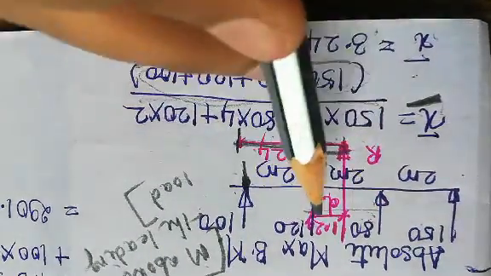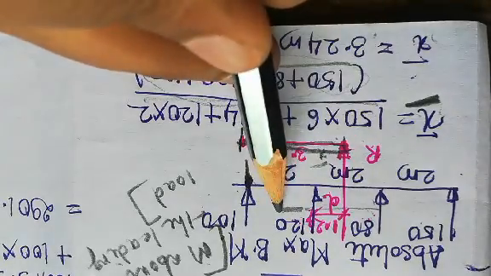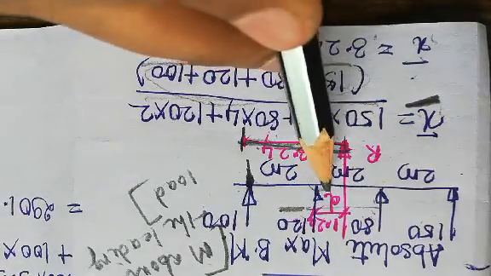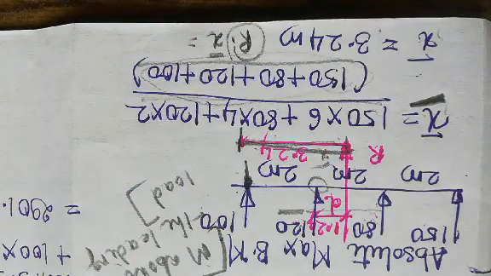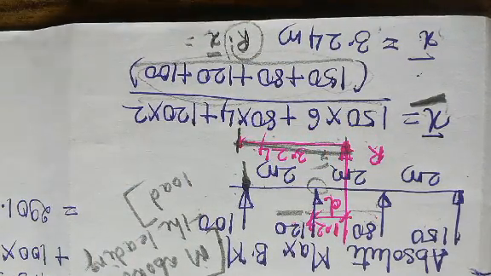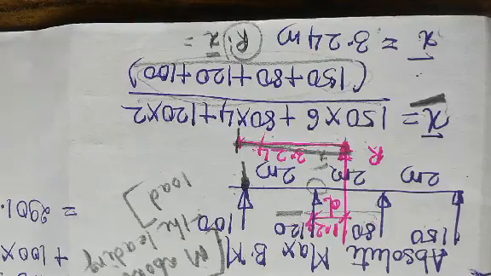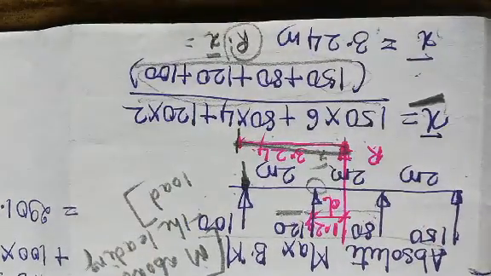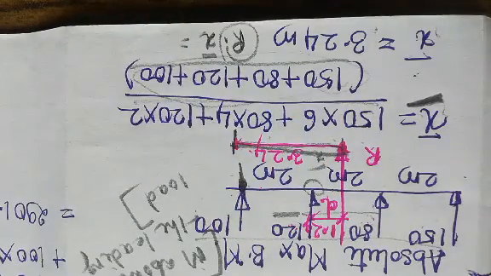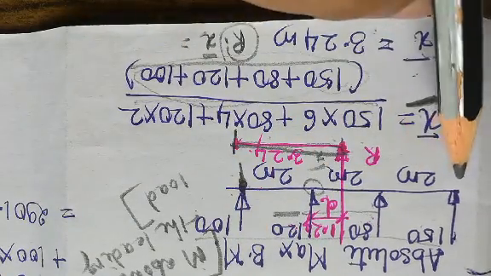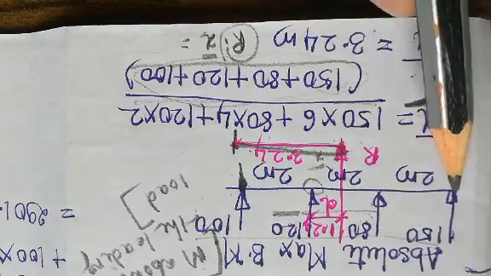Between 80 and 120, which is the heavier load? 120. So I have to place this 120 in such a way that in the complete girder I get the maximum bending moment, or you can say the absolute maximum bending moment. Now that position I have to calculate.